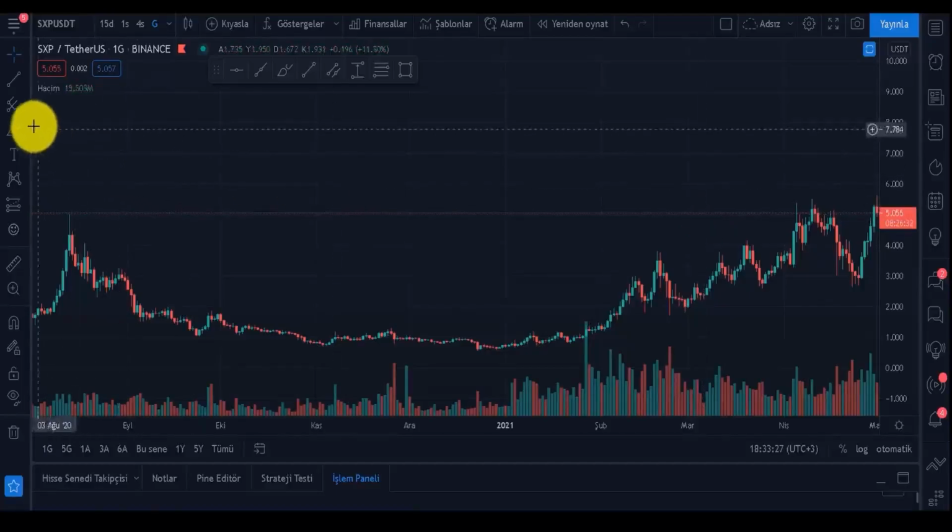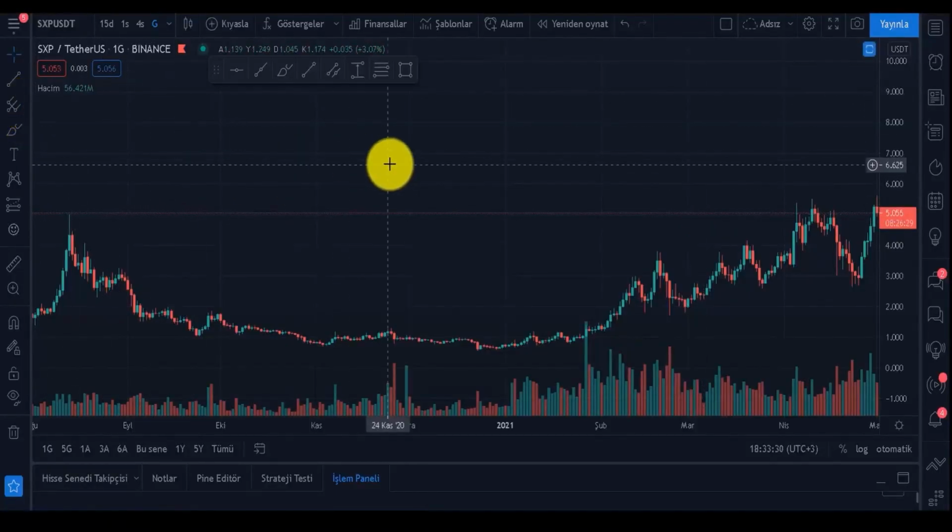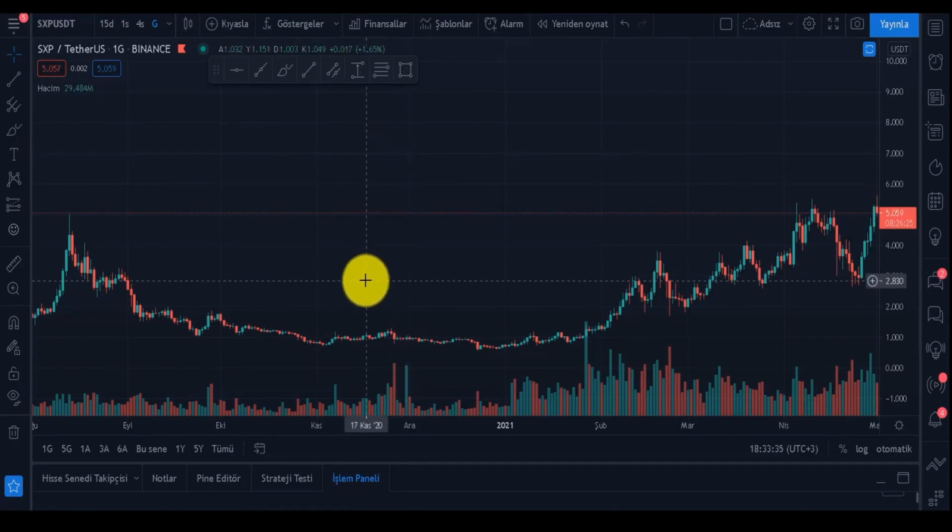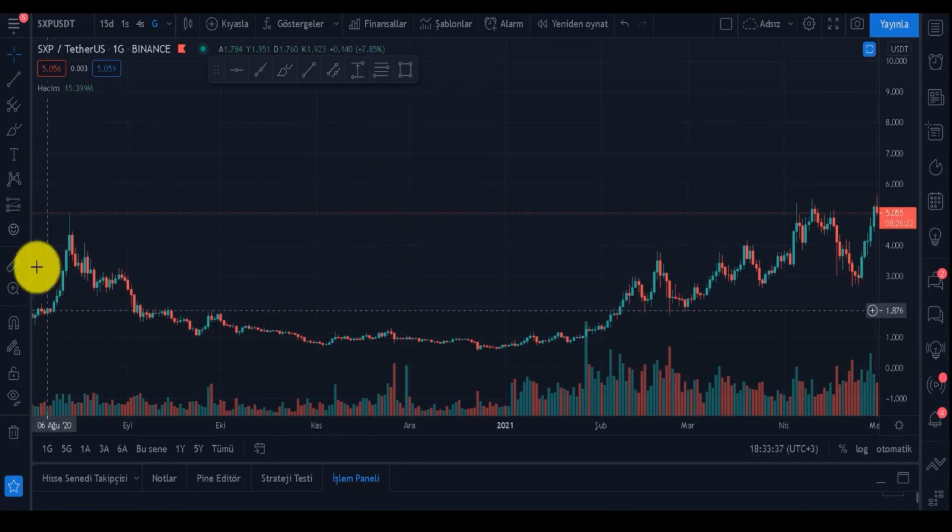Hello everyone. In this video of the training series, we will talk about the cup and handle formation. Cup and handle formations allow us to predict where the target might be.